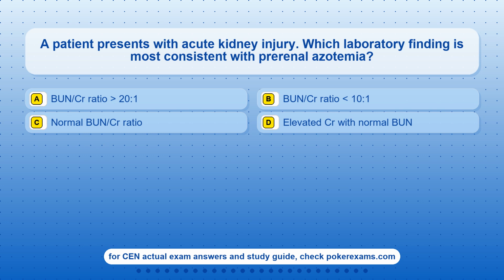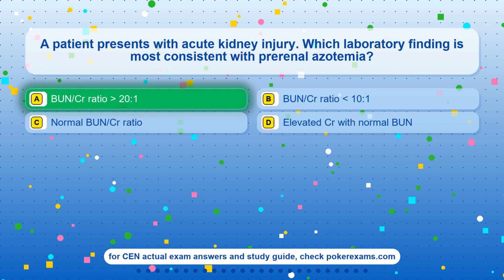Question 14. A patient presents with acute kidney injury. Which laboratory finding is most consistent with prerenal azotemia? Option A, BUN/CR ratio 20:1. Option B, BUN/CR ratio 10:1. Option C, normal BUN/CR ratio. Option D, elevated CR with normal BUN.